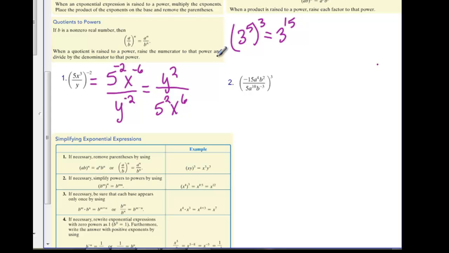Because I asked us to make positive exponents. So to get rid of the negatives, we have to take the base and the exponent and put it on the other side of the fraction bar.